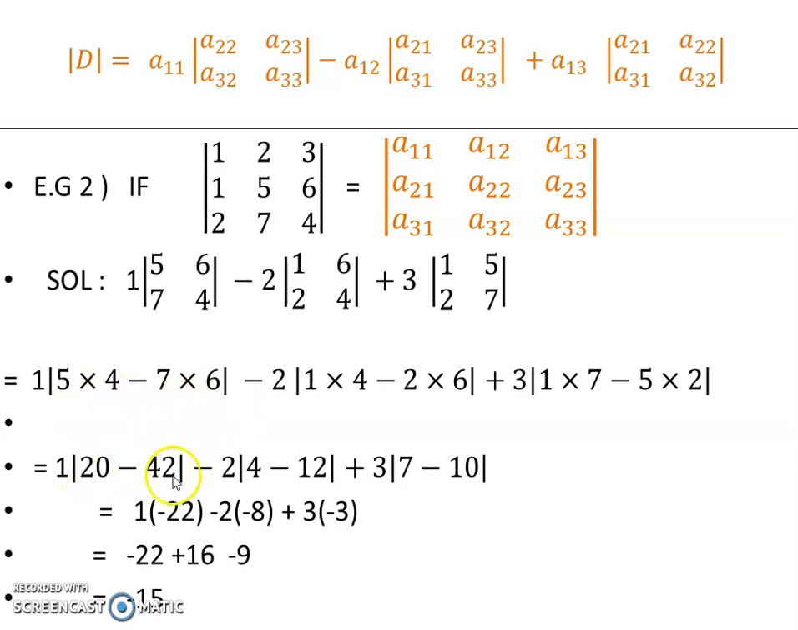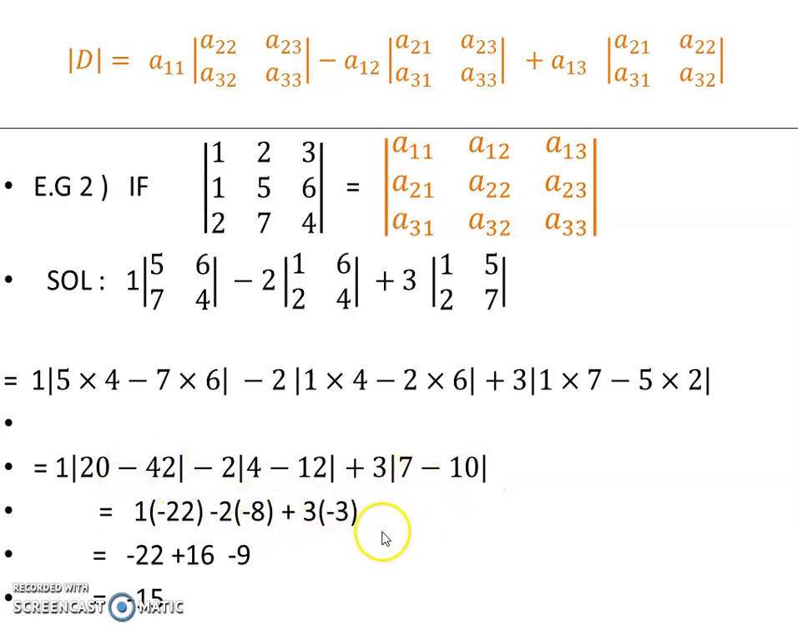7 into 6 is 42. Minus 1 into 4 is minus 4. Minus 2 into 6, so minus remains the same. 2 into 6 is 12. And 1 into 7 is 7. And 5 into 2 is 10. So we derive minus 22, which is the answer of 20 minus 42. 4 minus 12, the answer is minus 8, because the bigger sign is negative and this one is positive. So subtraction between these two numbers we derive this way.